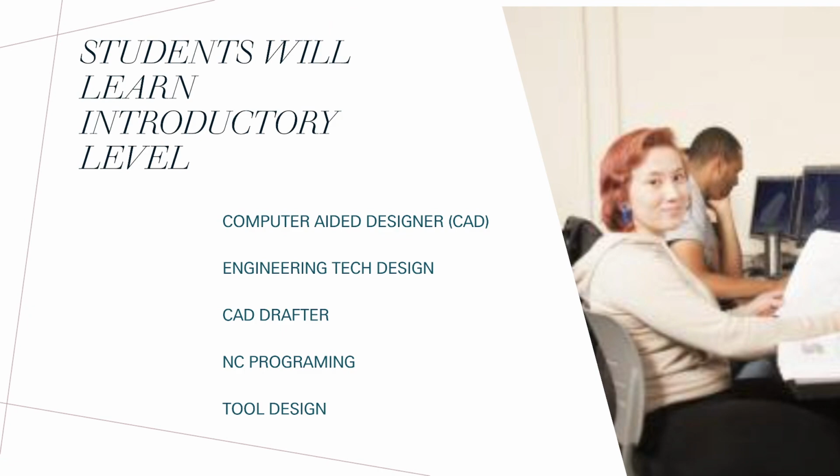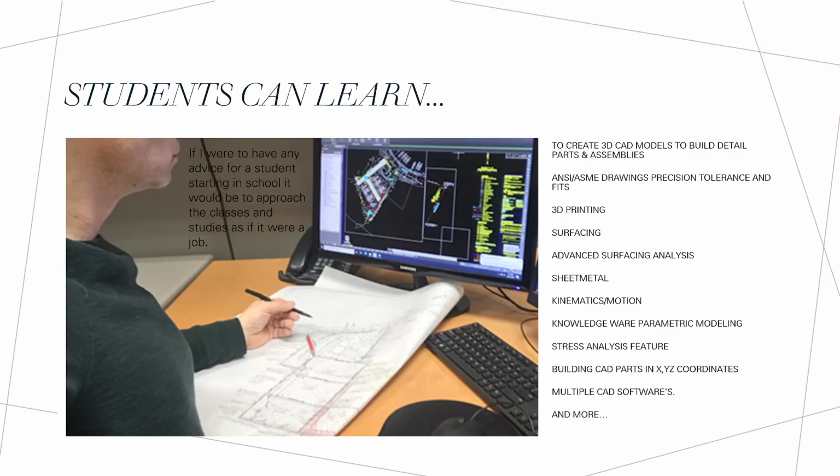What you'll get out of this is an introductory level to computer-aided design, entry level of an engineering tech designer, CAD drafter, NC programmer, and tool designer. Things you'll learn here, to name some of them, would be creating parts and assemblies, making ANSI ASME drawings from those, making 3D printed parts, surface modeling, advanced surface modeling and analyzing the surface for quality, sheet metal, kinematics and motion, knowledgeware, parametric modeling, stress analysis features, modeling in the XYZ coordinates with multiple CAD softwares, and a whole lot more to do.